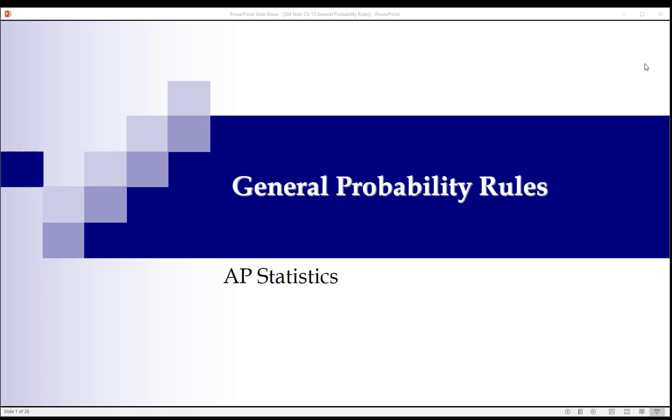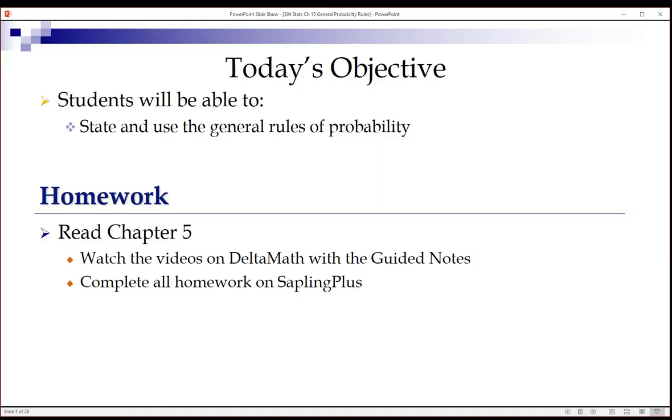Hello and welcome, guys. Today we're going to be going over general probability rules. By the end of today's lesson, you should be able to apply some of the rules that we've learned in probability, both the addition as well as the multiplication rules.